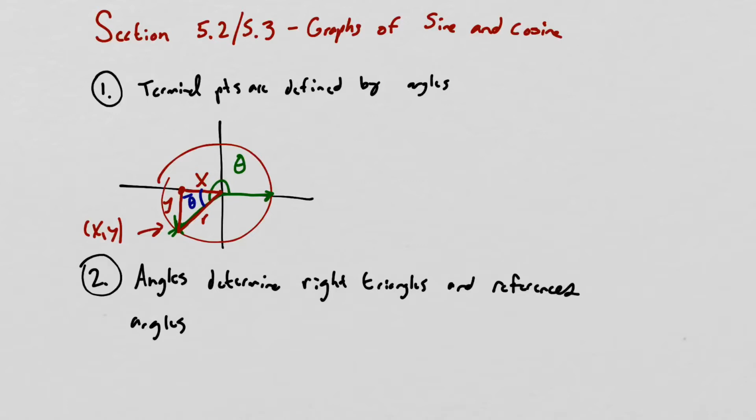Let's go ahead and draw this right triangle a little neater. This right triangle, whose terminal point lies on the unit circle, has height y and base x, and whose hypotenuse is given by r, which in this case is 1, since the terminal point lies on the unit circle. Now that we have 1 and 2, we can define trig functions as ratios of the sides of these right triangles.